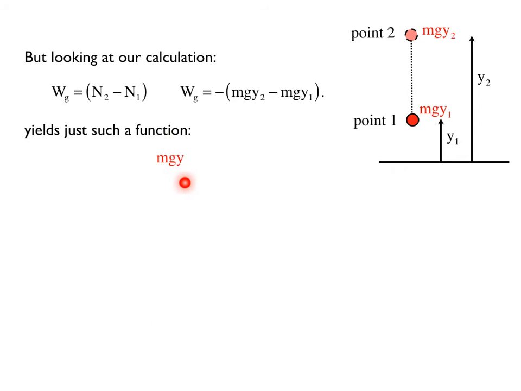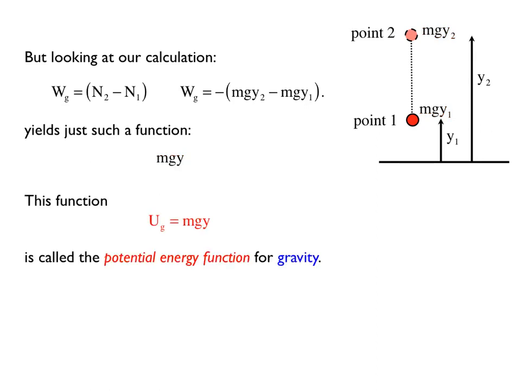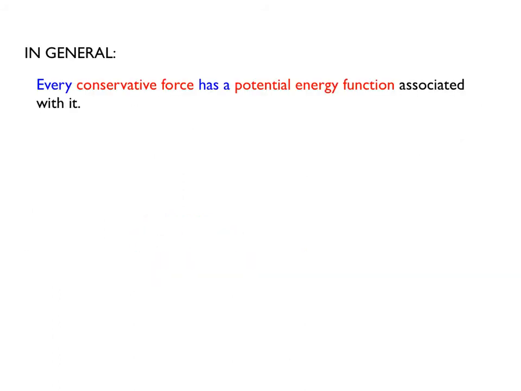This function, mgy, is called the potential energy function for gravity. The symbol that's used for potential energy functions is a U. So if I wanted to identify the gravitational potential energy function, I would write U sub g equals mgy. So in general, every conservative force has a potential energy function associated with it.